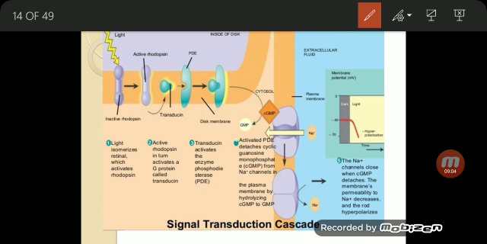So initially what happens? The light isomerizes the retinol, which activates the rhodopsin. Then active rhodopsin in turn activates the transducin. This transducin binds with the phosphodiesterase, which breaks down the cyclic GMP and causes the closure of the sodium channels. The sudden closure of the sodium channels prevents the entry of sodium ions, leading to hyperpolarization. The potential now reaches -70 to -80.